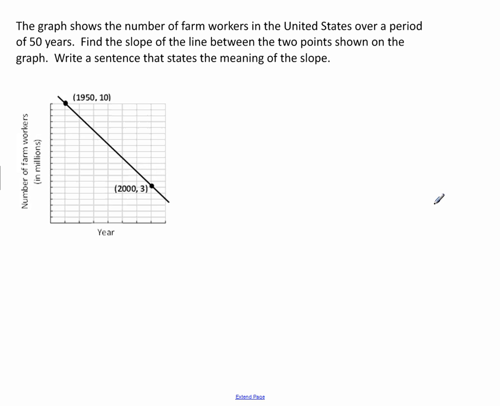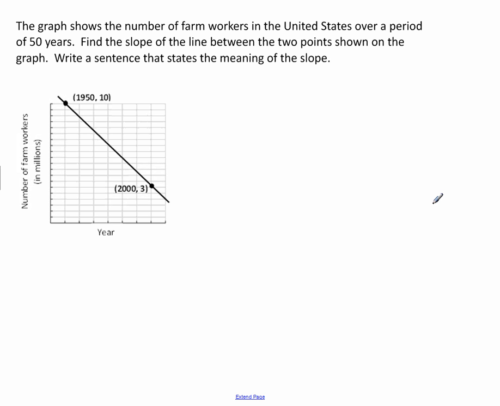Okay, let's try a quick example to apply the meaning of slope to a real situation. These are situations that do come about in the field of economics. This one shows a graph of the number of farm workers in the United States over the period of 50 years, from 1950 to 2000.